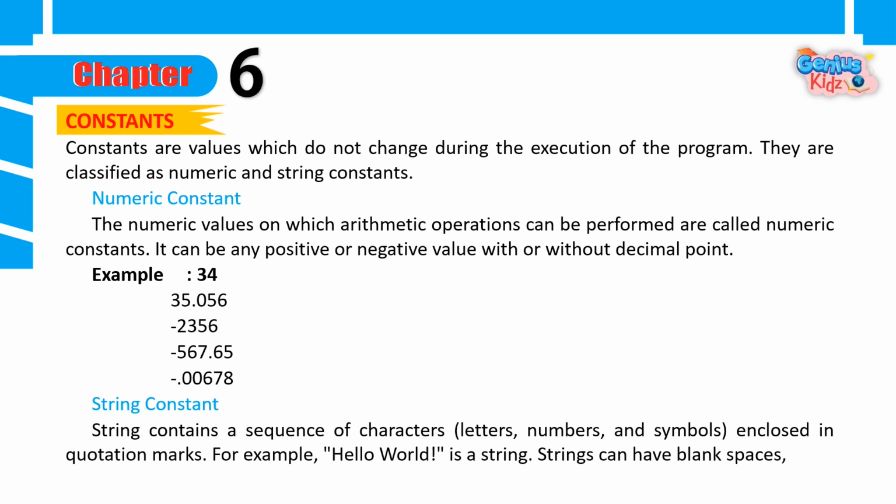Constants. Constants are values which do not change during the execution of the program. They are classified as numeric and string constants. Numeric constant. The numeric values on which arithmetic operations can be performed are called numeric constants. It can be any positive or negative value with or without a decimal point.